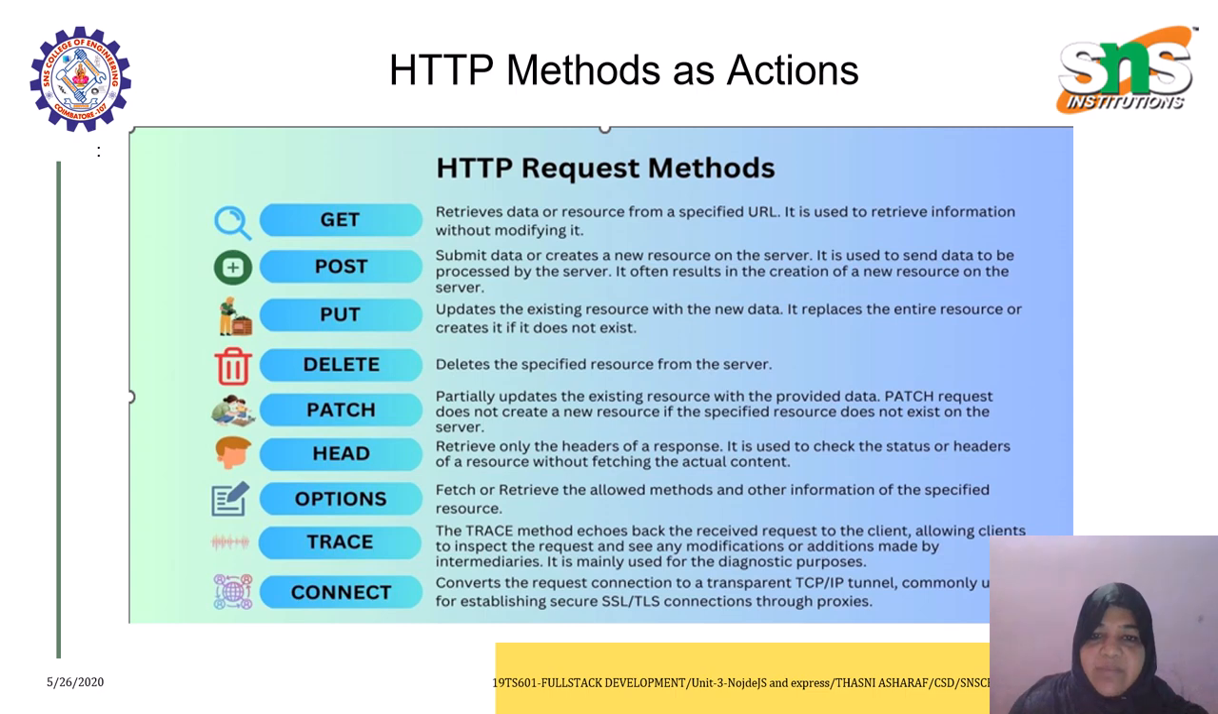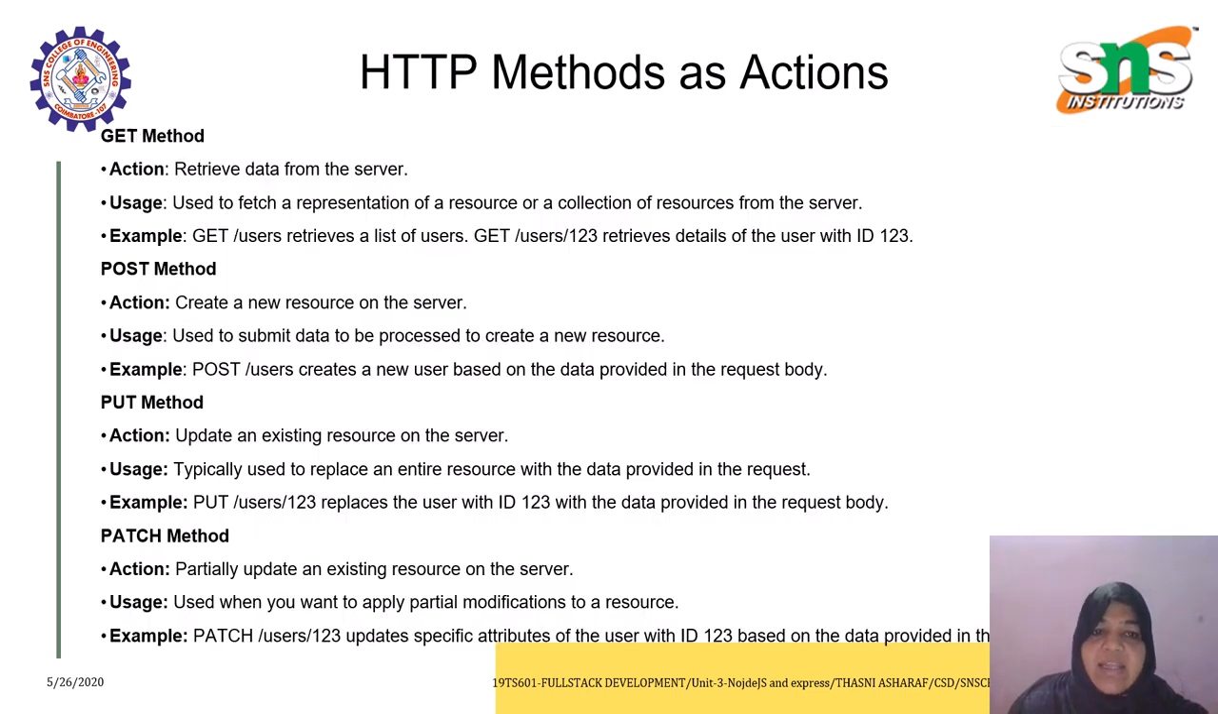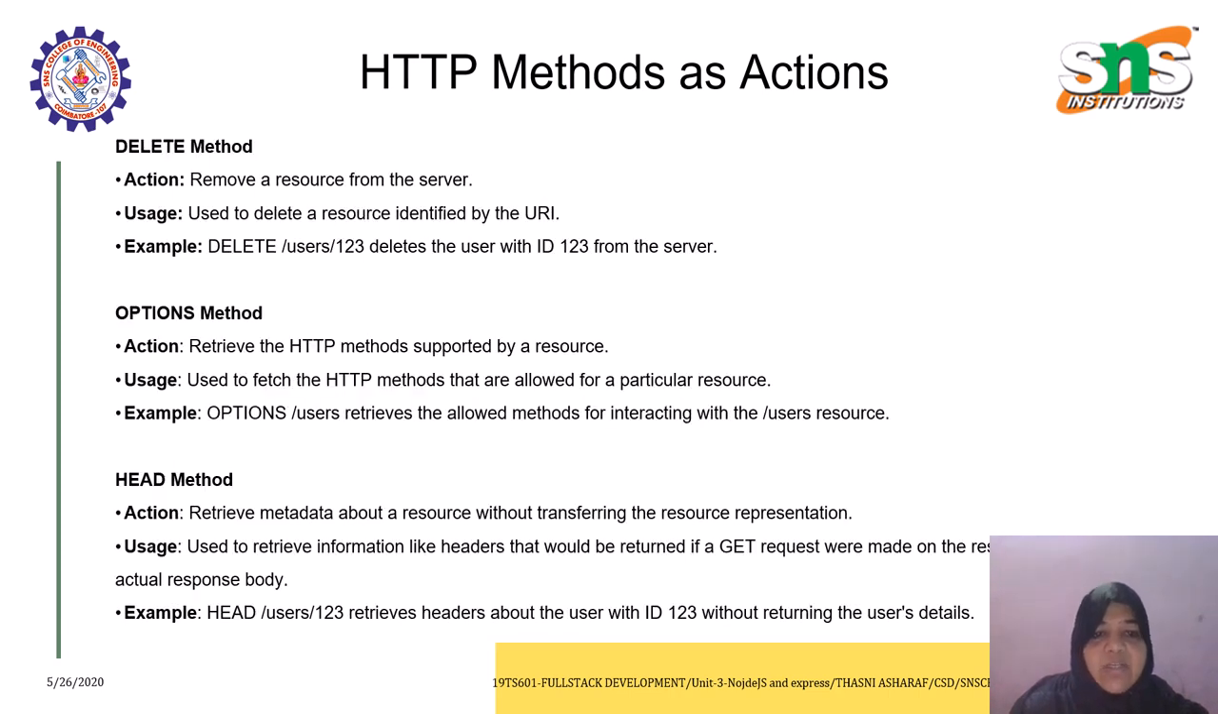And these are all the HTTP methods as actions, in detailed description: get, post, put, delete, patch, head, options, trace, connect. The get method is used to retrieve data from the server, post method creates a new resource on the server, put method updates an existing resource on the server, patch method partially updates the existing resource on the server, delete method removes the resource from the server, options method retrieves the HTTP methods supported by the resource, and head method retrieves the metadata about the resource without transferring the resource representation.